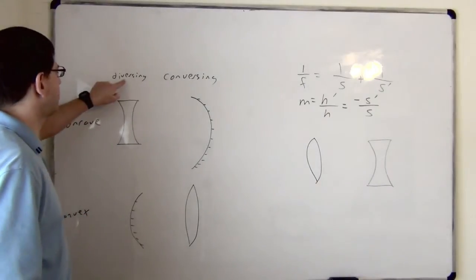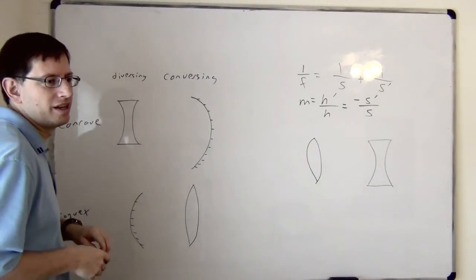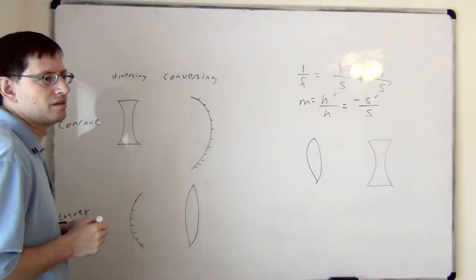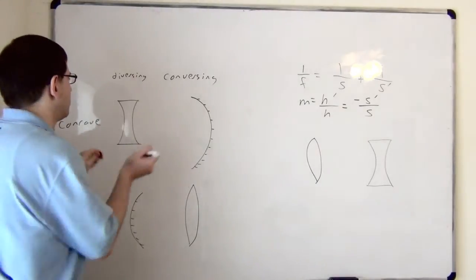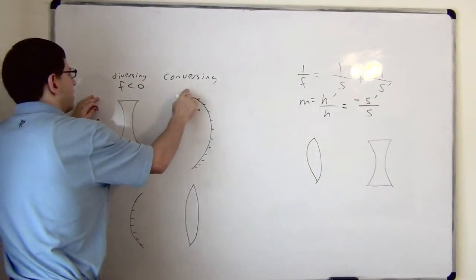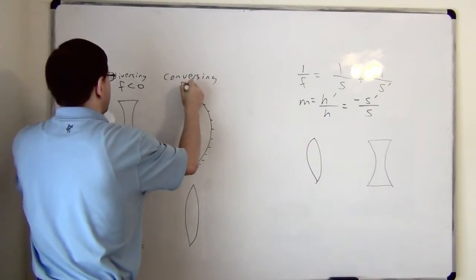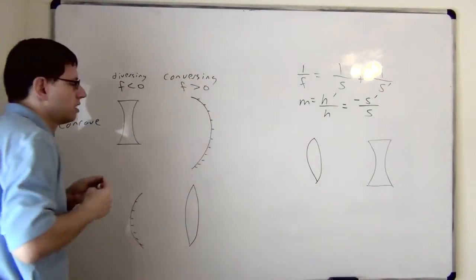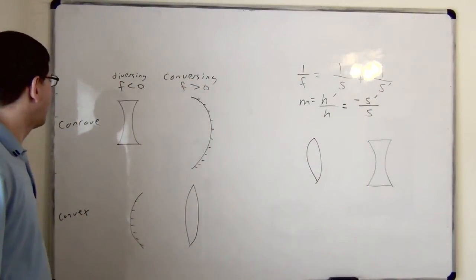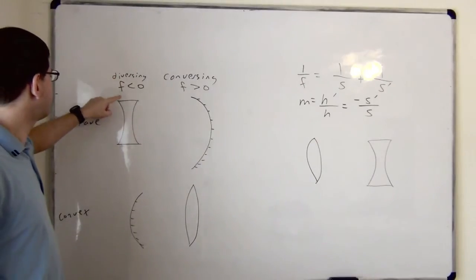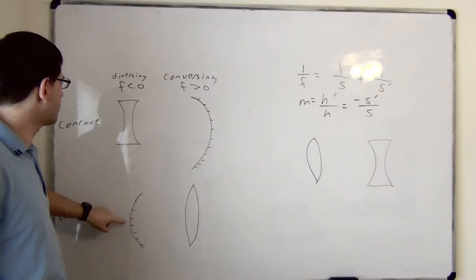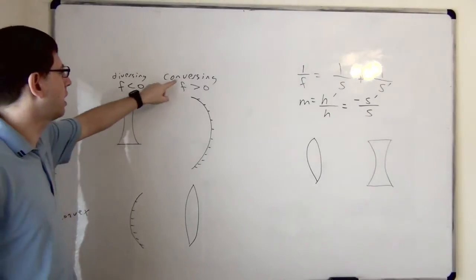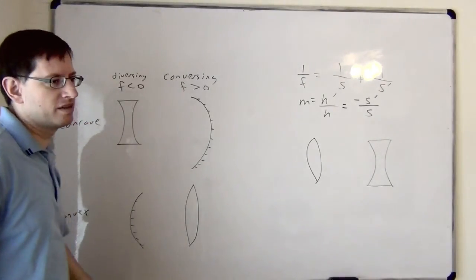So, if something is diverging, what does that tell you mathematically? It has a negative F. And if it's converging? Positive F. Excellent. All right, so notice diverging lenses and mirrors both have negative F, and converging lenses and mirrors both have positive F.